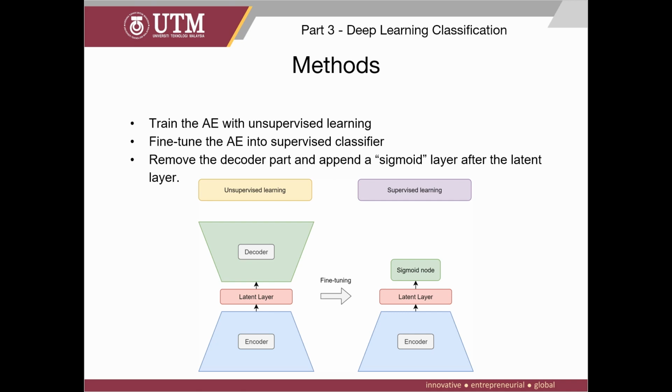This is done by removing the decoder part of the autoencoder and appending a sigmoid layer after the latent layer. And this sigmoid layer will allow us to identify the class of the data, whether or not the patient has cancer.